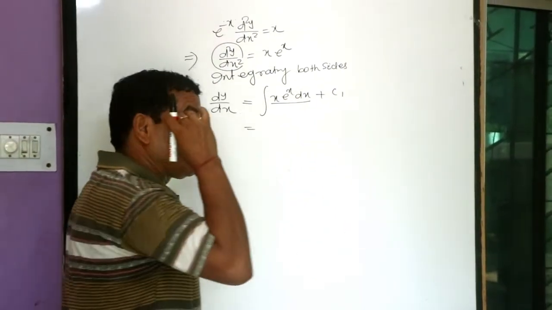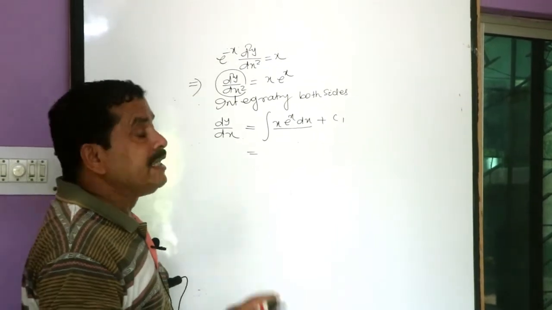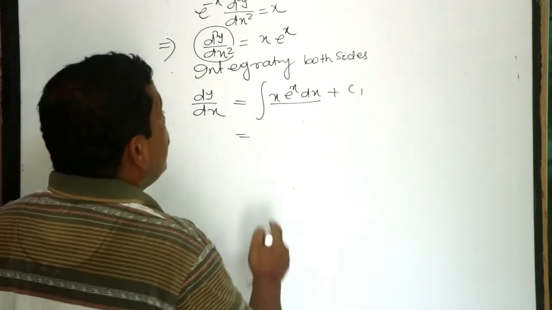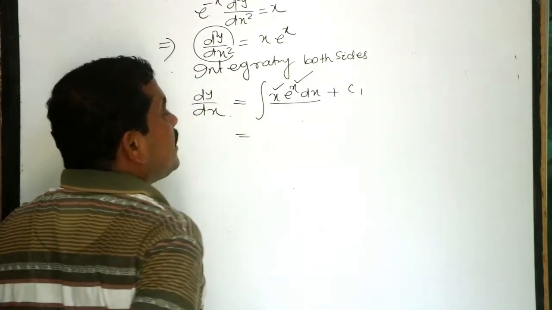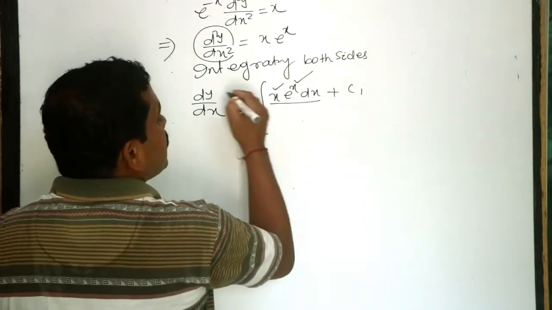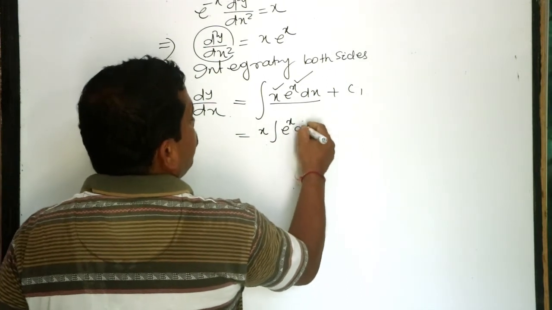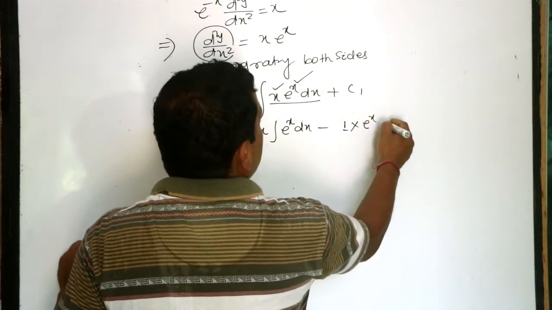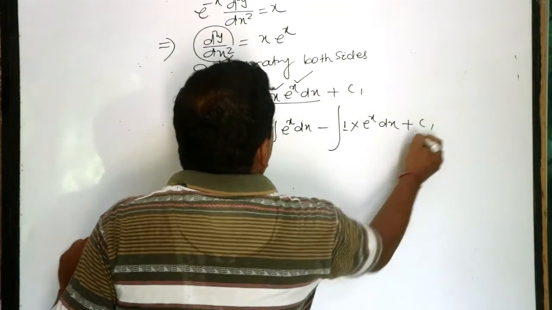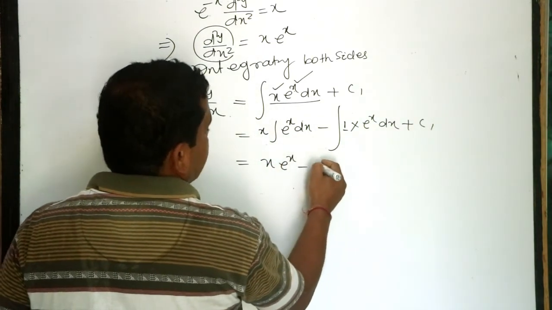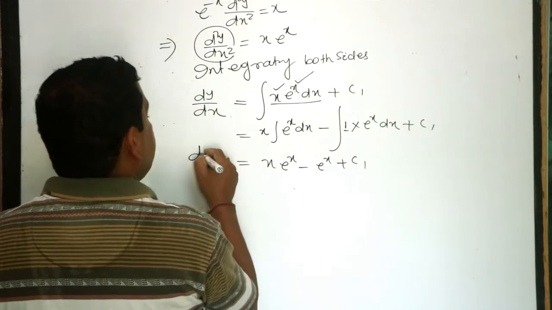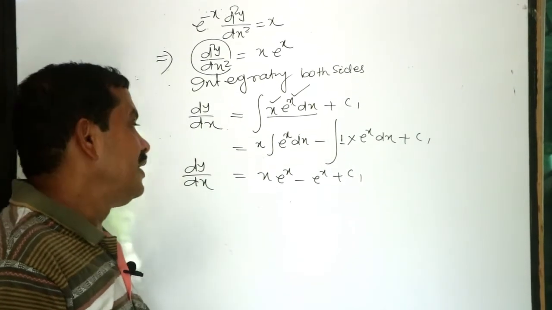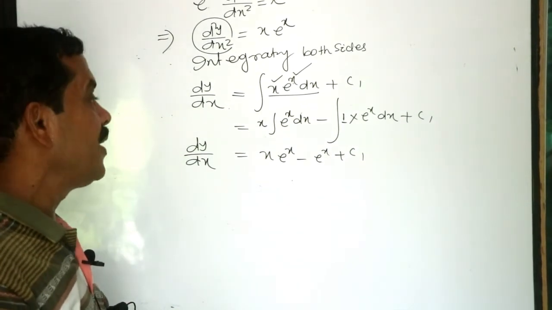This will be integrated by the technique of integration by parts. This is the second function and this is the first function. Here fix the second function, integrate the first function, minus the derivative of x, which is 1, times the integration of e^x, which is e^x, then integrating, plus c1. This will be x e^x minus e^x plus c1. This is dy/dx. After the first integration, this yields that dy/dx is equal to x e^x minus e^x plus c1.